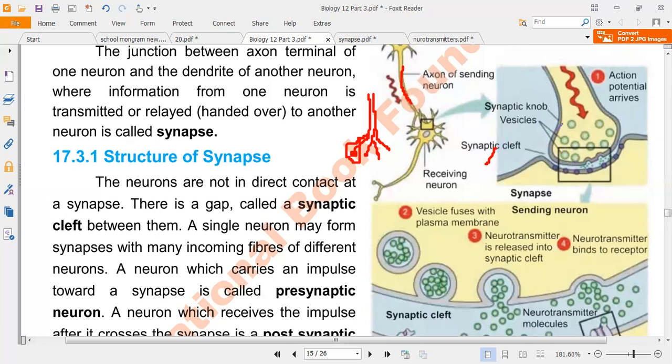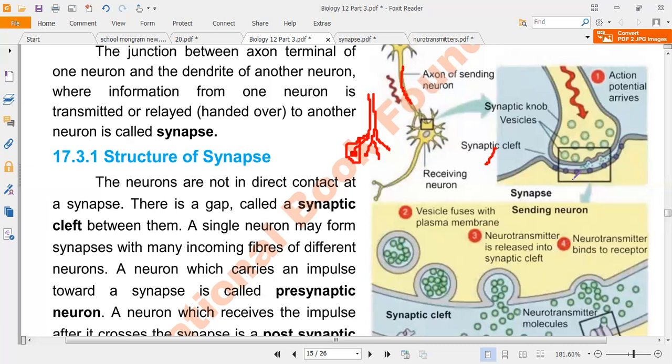The first one, this terminal or knob, is called the presynaptic neuron, and the second one is called the postsynaptic neuron, because this is the synaptic cleft. So before the cleft we have the presynaptic neuron, and the second one is the postsynaptic neuron. And the space between them is called the synaptic cleft or synaptic junction.